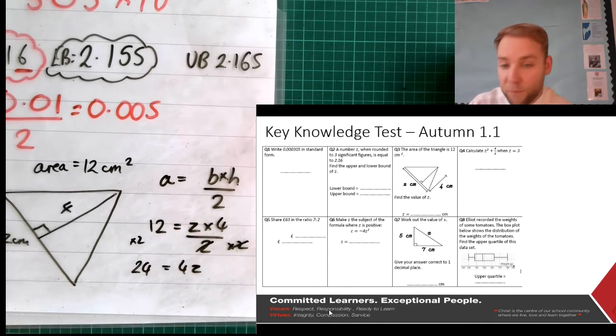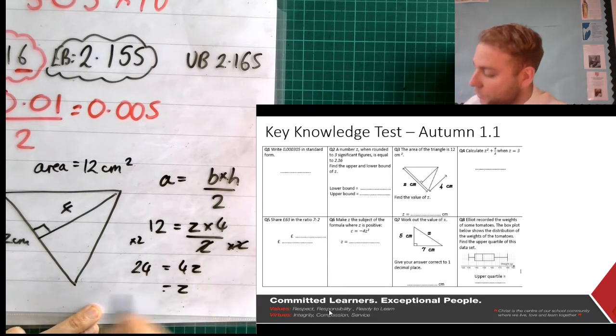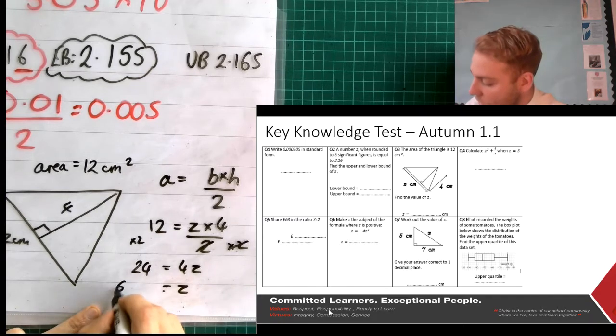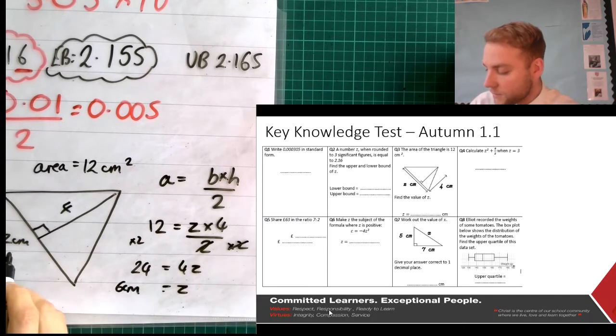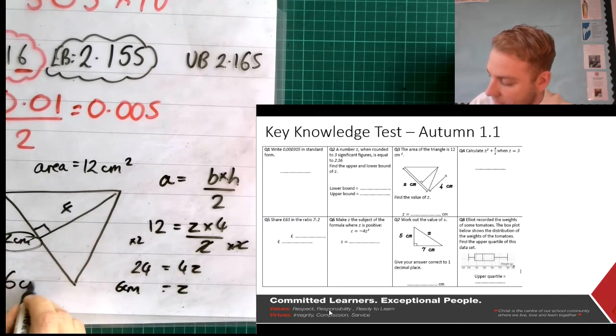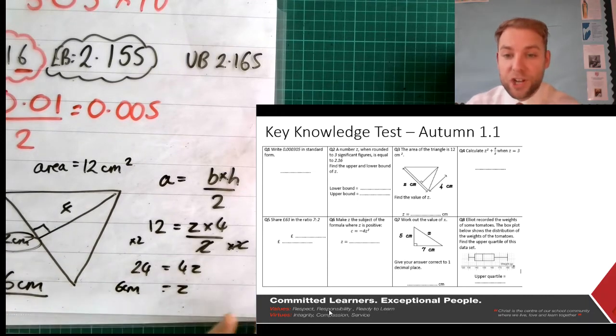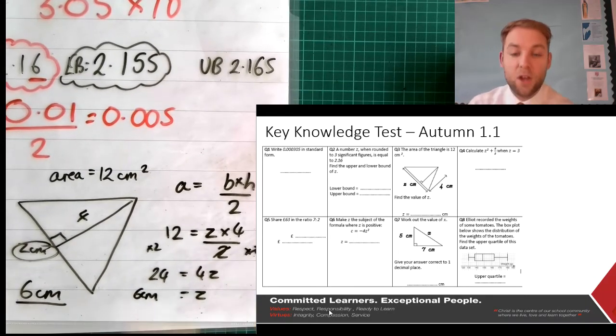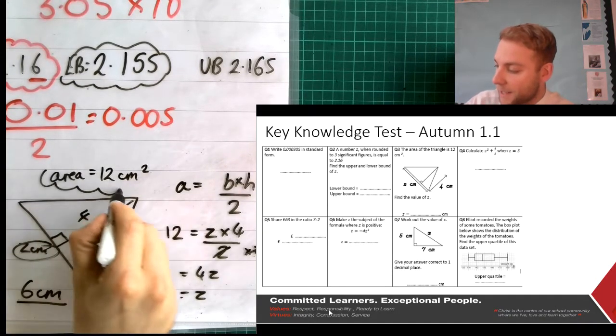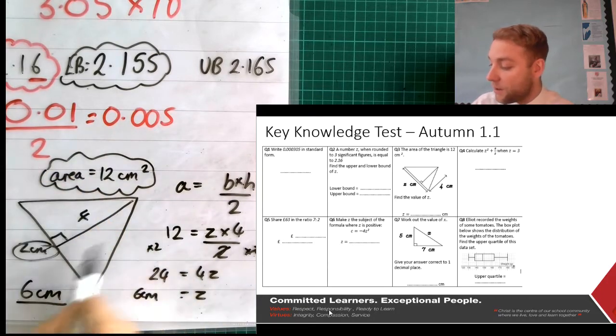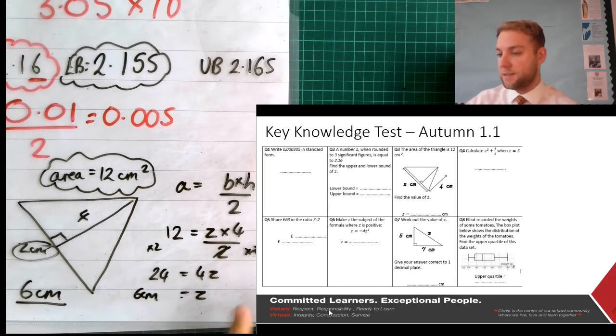And then divide by 4, divide by 4. So Z is going to be equal to 24 divided by 4, which is 6 centimetres. So Z is equal to 6 centimetres. I'd probably check that. Does it make sense? 4 times 6 is equal to 24. Divided by 2, 12. Yes, my area is right. Key thing here, remember that with triangles we divide by 2.